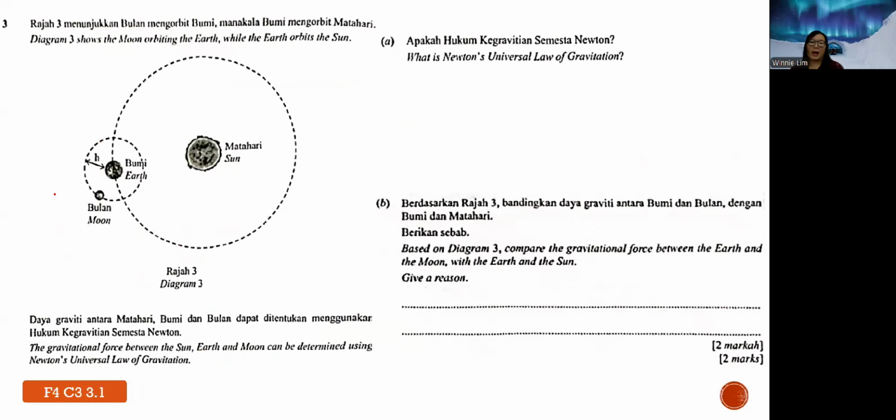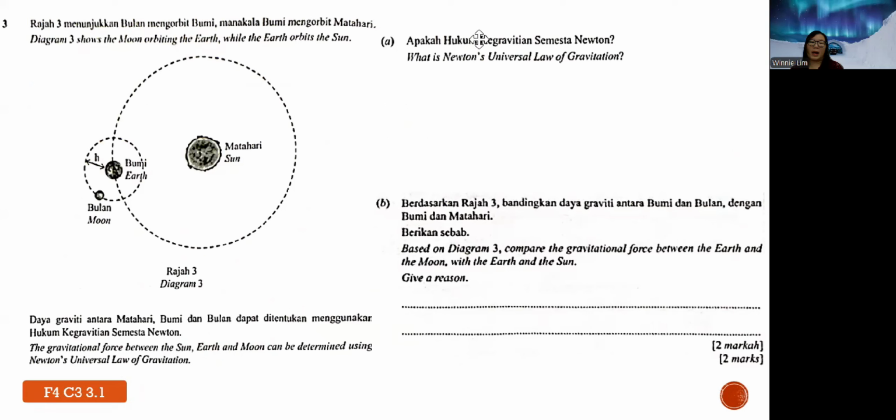Okay, so proceed. Number 3. Diagram 3 shows the Moon orbiting the Earth, while the Earth orbits the Sun, and the gravitational force between the Sun, Earth, and Moon can be determined by using Newton's universal law of gravitation. So firstly, what is Newton's universal law of gravitation?